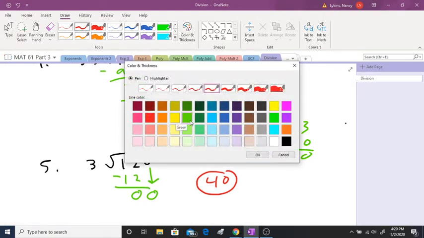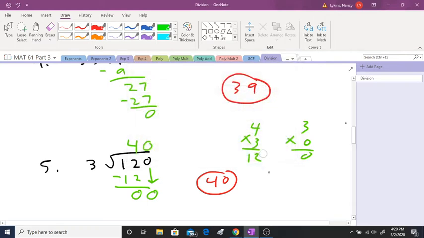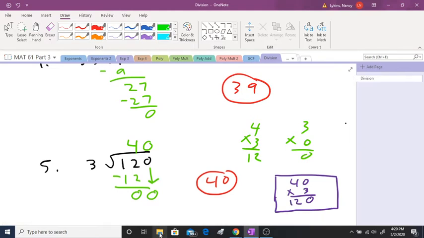The common mistake is just to put a 4 there, but it is a 40. And over here in the box, I'm going to check my work. If you multiply 40 times 3, 0 times 3 is 0, 4 times 3 is 12, so 120. That is what we were dividing into. So we know that our answer of 40 is correct.